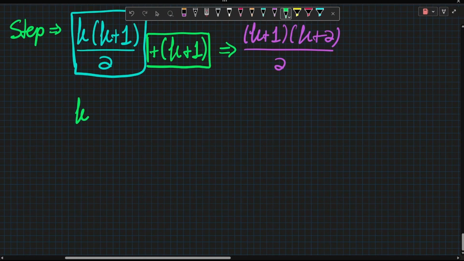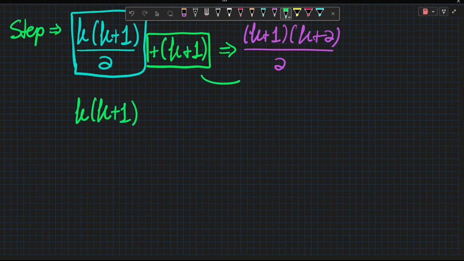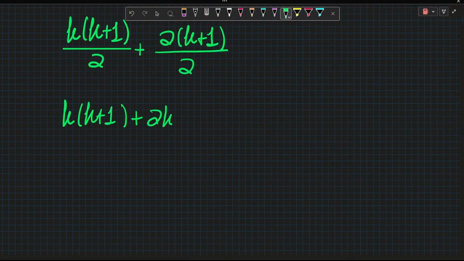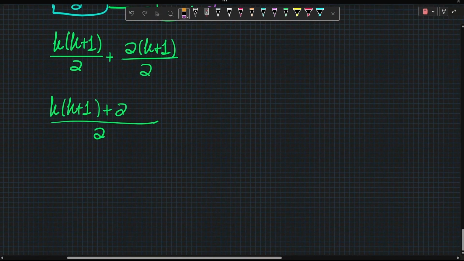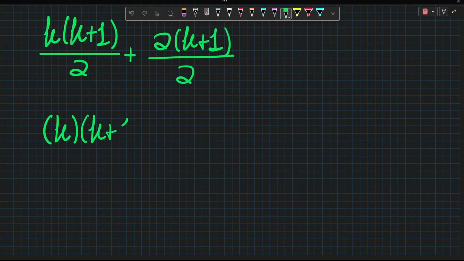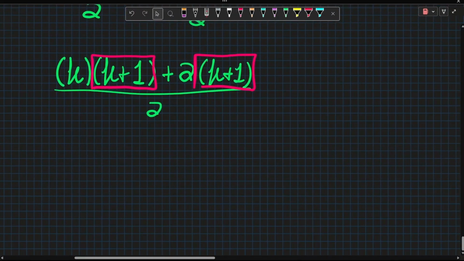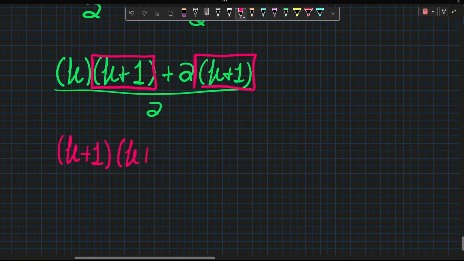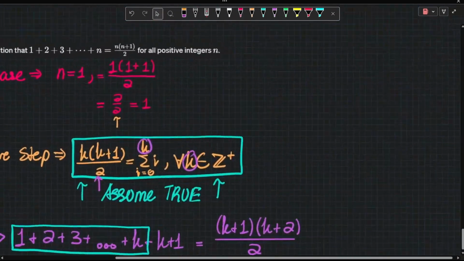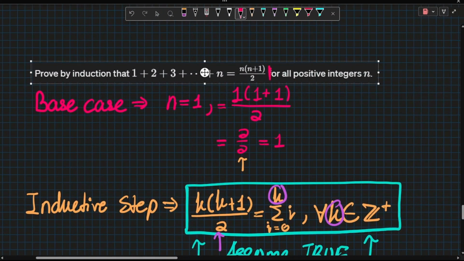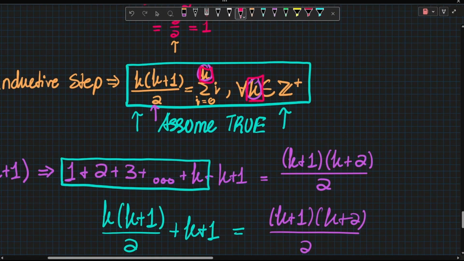So for us to do that, we just get a common denominator. All we are attempting to do is make this entire side look like this side. That's your entire goal. So we write that as a common factor of both. We get k plus 1 times k plus 2 over 2, our original statement. Thus, by induction, we have proved that this is true for all positive integers. Though we had assumed some value k for a successive inductive step, this still applies. Hopefully that helps.